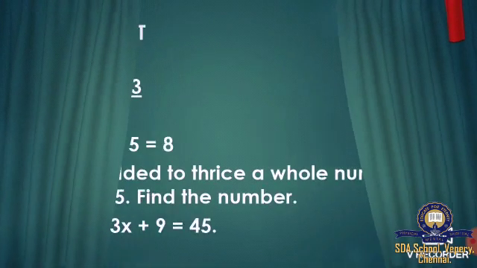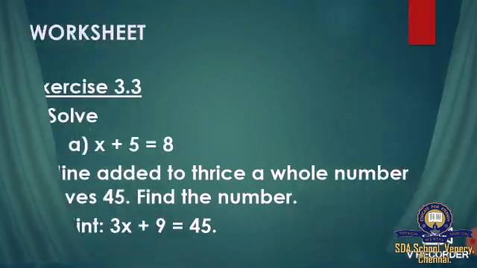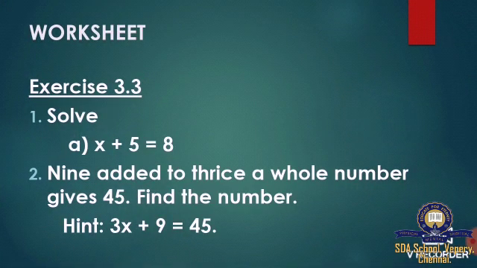Now here are some worksheet problems from exercise 3.3. The first problem given here is to solve x plus 5 is equal to 8. We need to find the unknown variable. The unknown variable is x. So you need to find the value of x. The second problem is: 9 added to thrice a whole number gives 45. Find the number. Before you find the number, you should form the equation. I have given the hint for that. 3x plus 9 equal to 45 is the formation of the equation. After forming this equation, you need to solve the equation and find the number.